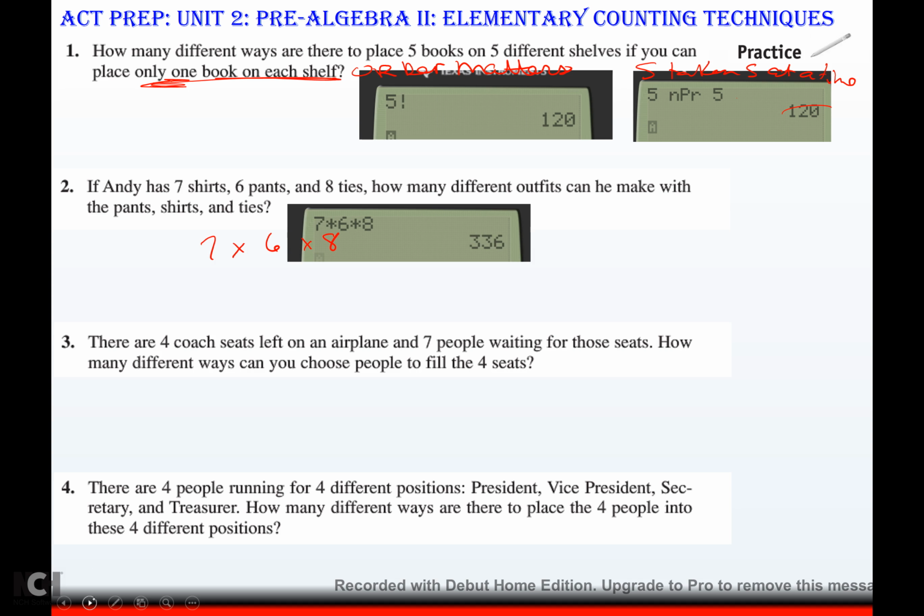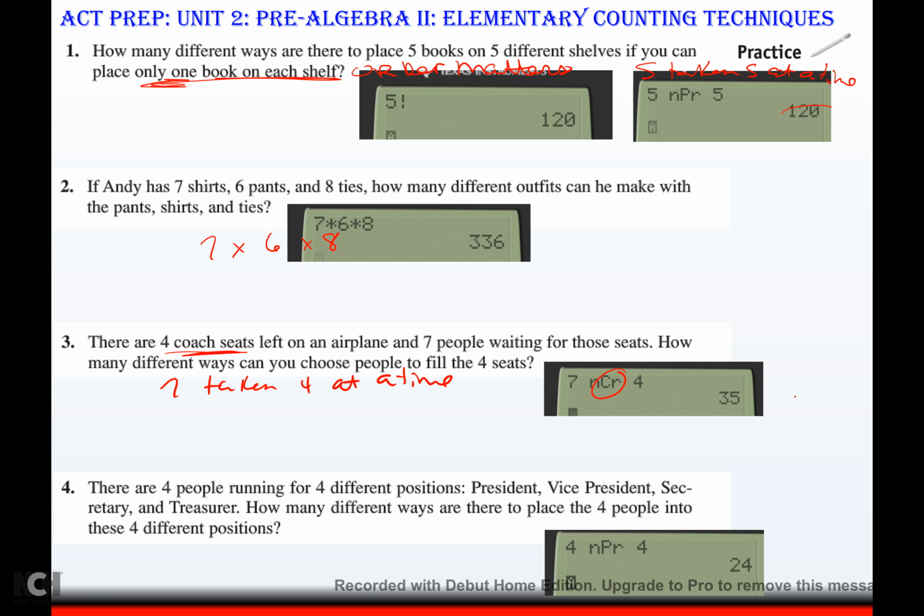Number 3, there are 4 coach seats left on an airplane and 7 people waiting for those seats. How many different ways can you choose people to fill the 4 seats? Okay, well, does order matter, or does order not matter? It doesn't matter because they're all in the same coach seats. Okay, so you have 7 taken 4 at a time, and order does not matter, so we do combination, which gives me 35 possibilities.